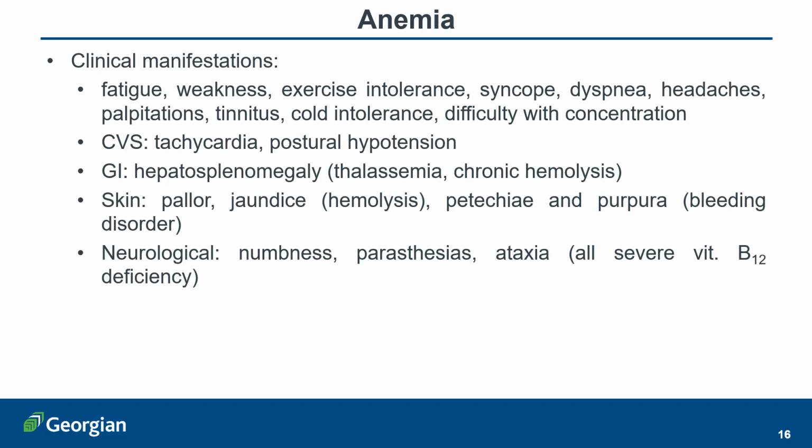In terms of the neurological manifestations, there can be numbness, paresthesia, ataxia. All of these would be common if there is severe vitamin B12 deficiency that leads to a megaloblastic form of anemia.